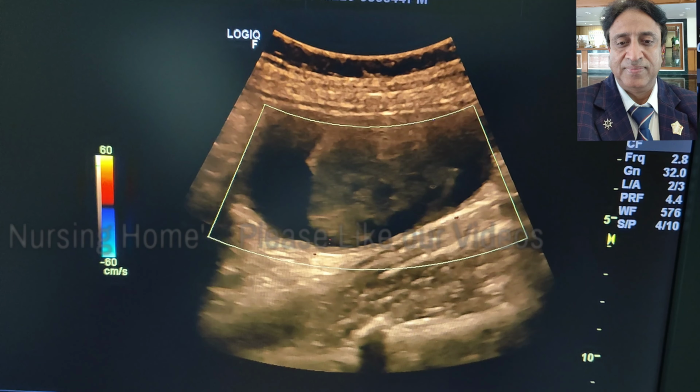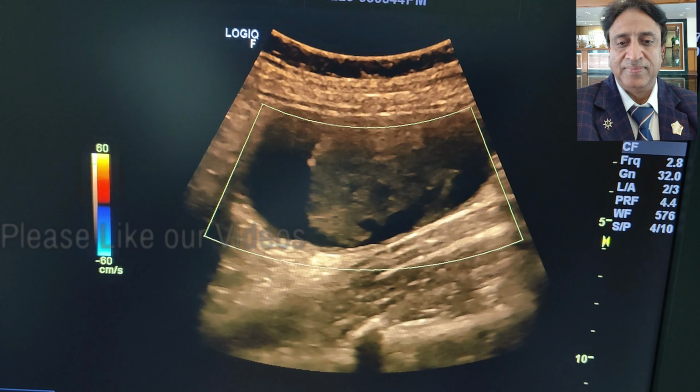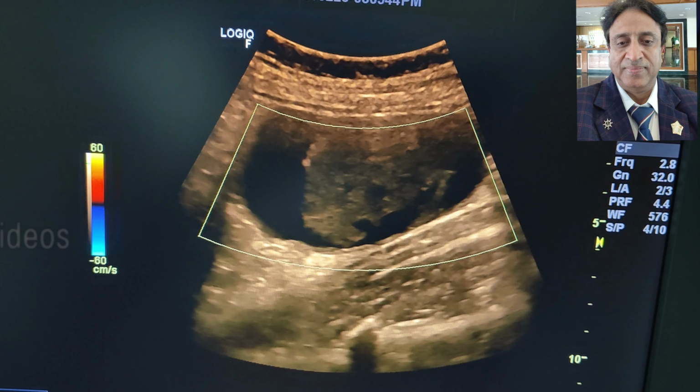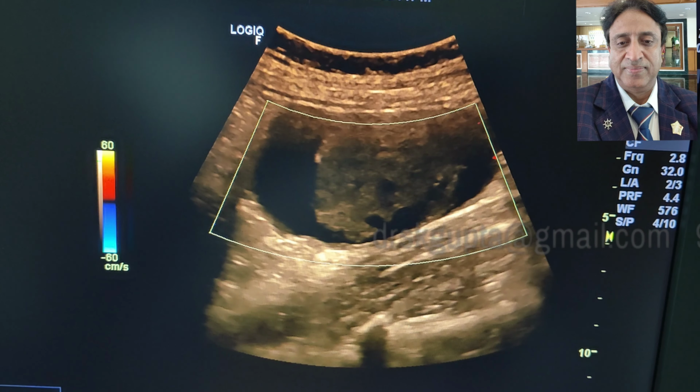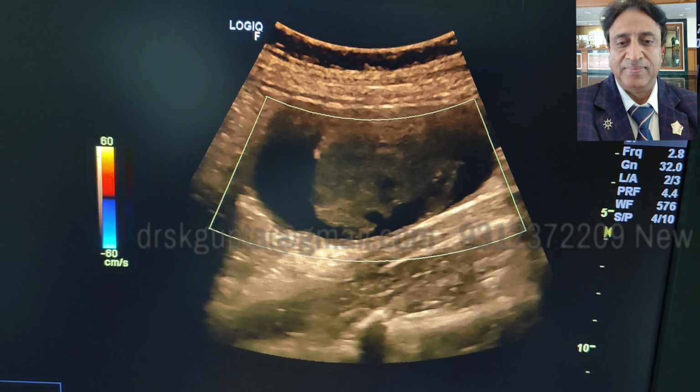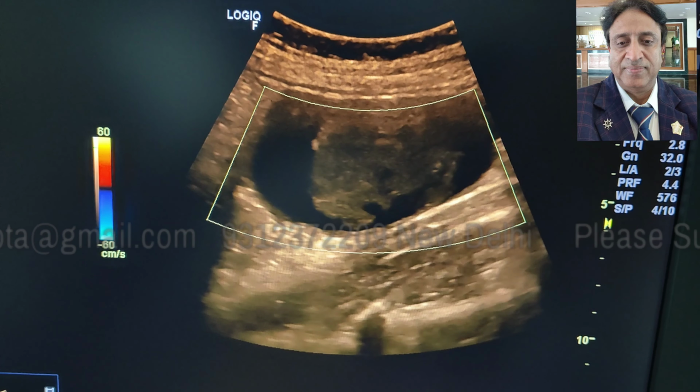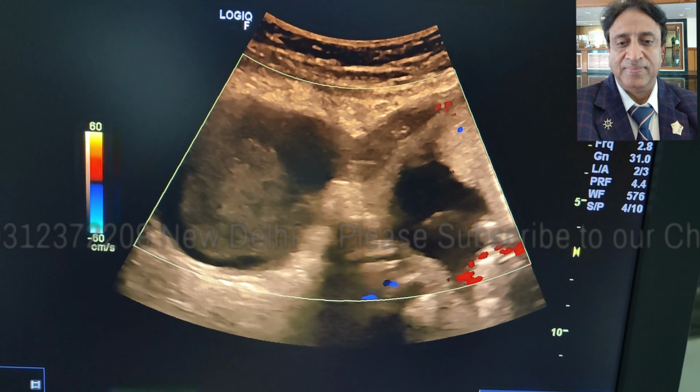When I try to put the color into this pregnancy or the sac, I find that there is no color uptake. It means that this is an amorphous tissue, or the fetal demise has already occurred at the level of 12 weeks of gestation. What are the possible diagnoses in this?